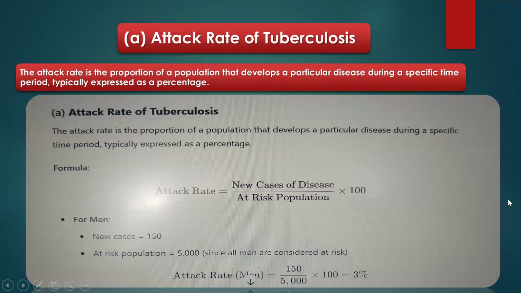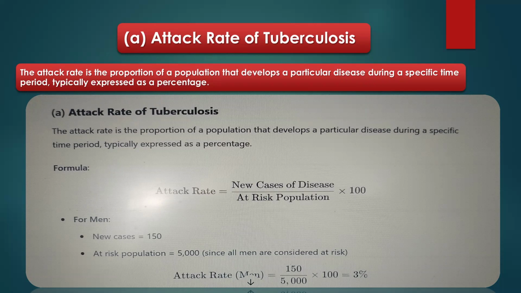Let's calculate attack rate. Attack rate is the proportion of a population that develops a specific disease during a specific time period, typically expressed in percentage. Attack rate helps us to know how far a disease is transmitted or spreading in a particular population.